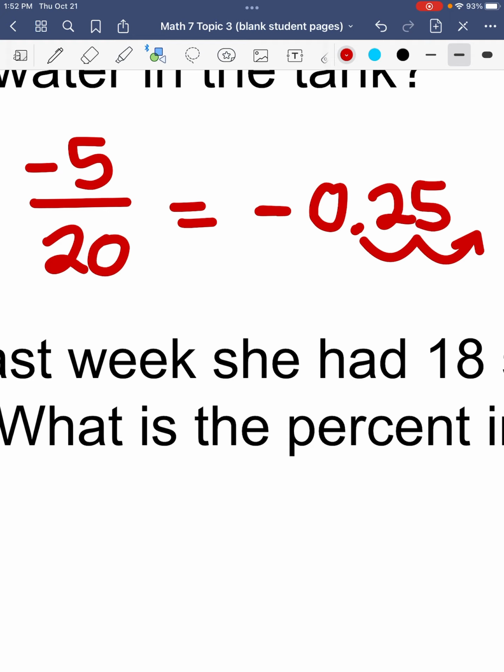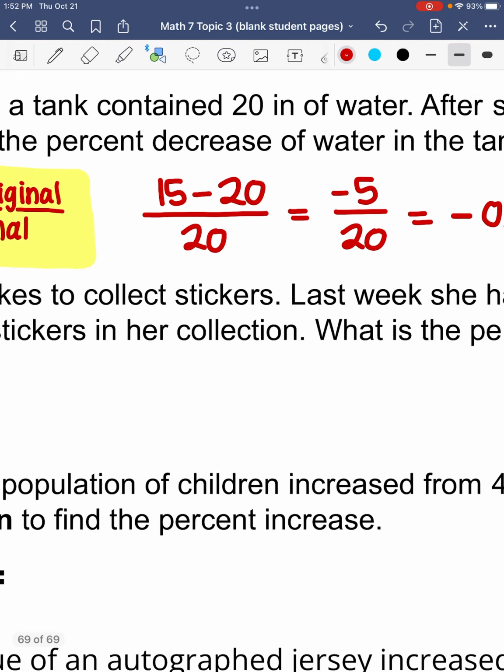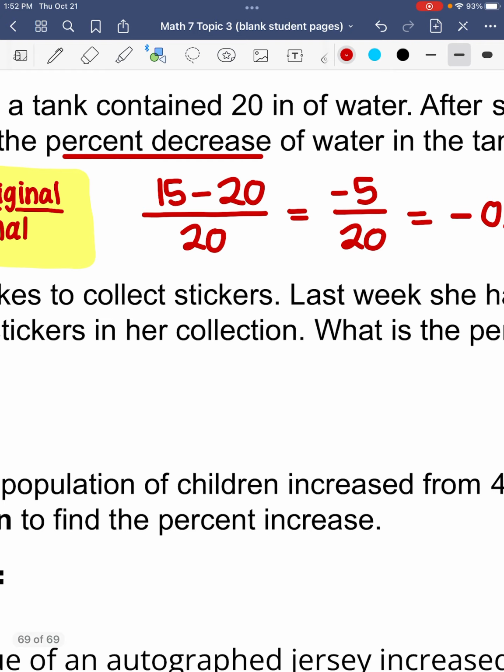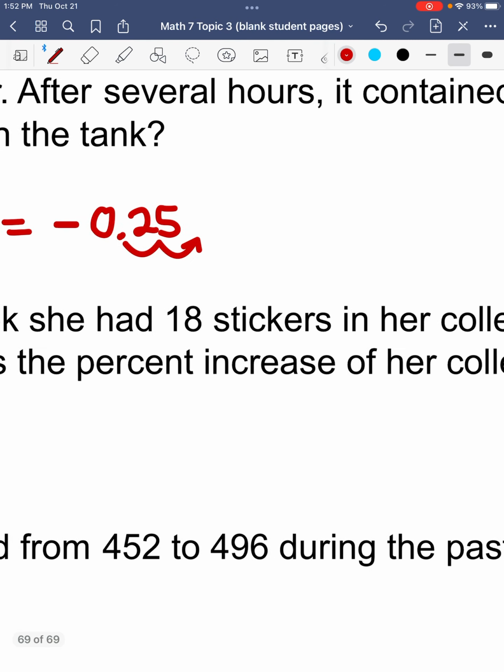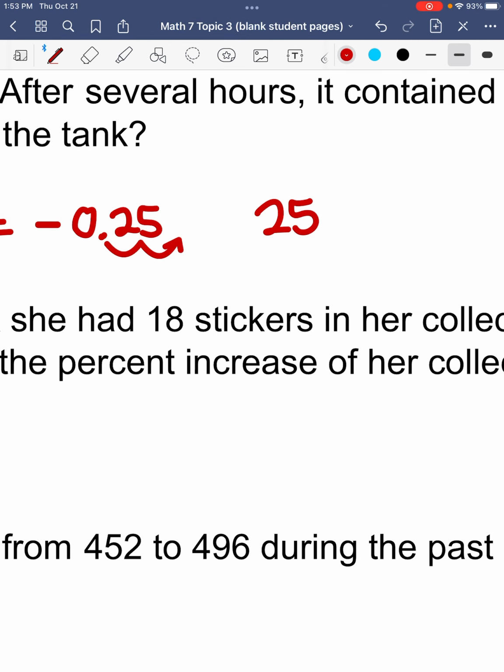Now, because it's negative right here, I know it's a percent decrease, but it also told me that in the problem. So I just need to give the percent of that decrease. And we know it's 25%. So in my Savvas lesson quiz, I would just type 25%. I would not make it negative.